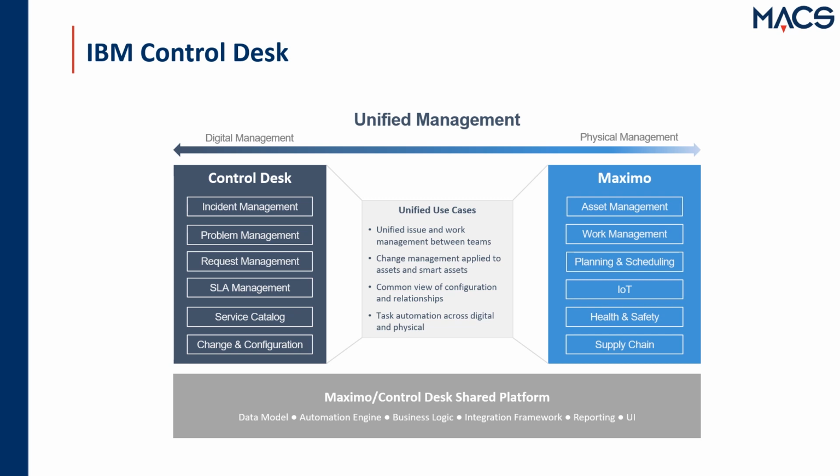already. And on the left side we can see the different processes that are covered within IBM Control Desk. So we can see incident management, problem management, change and configuration management, but also an important one, the service catalog, which is a very powerful functionality. And later on in the presentation, I'm going to also show and tell you why that is. So that's a short introduction about IBM Control Desk.